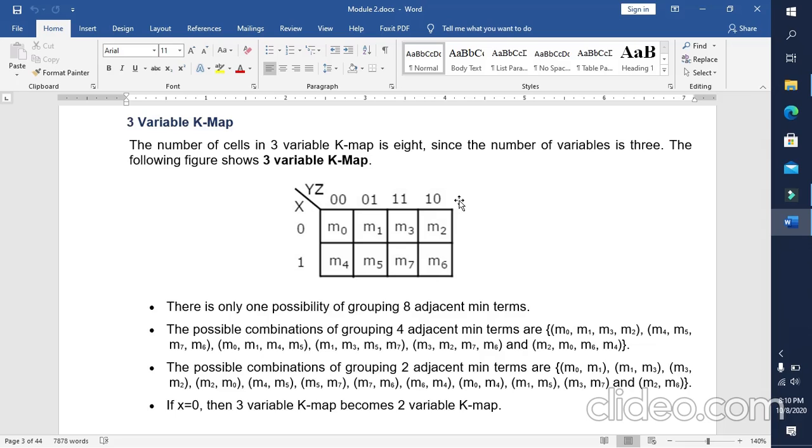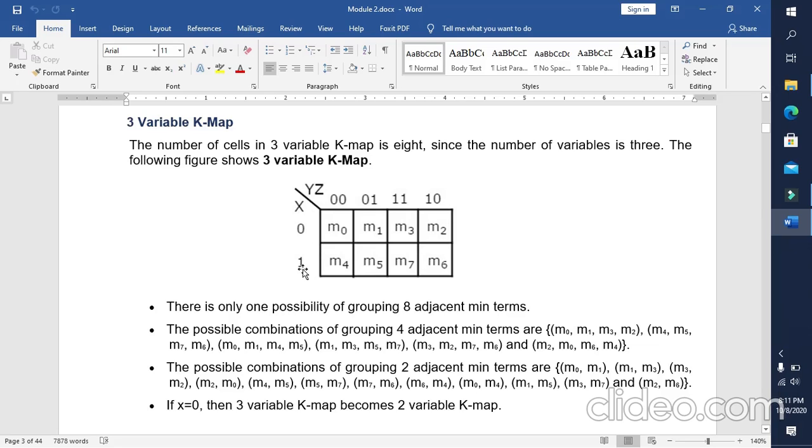Now, we have here the values. X is 0, Y is 0. The value of that cell is 0. Next, we have X is 0, and Y and Z is 0, 1. So you have 0, 0, 1. That's why you have here M1 or 1. Then you have X is 0, Y, Z is 1, 1. So you have 0, 1, 1, or that is 3. Then if you have X is 0, Y, Z is 1, 0. So you have 0, 1, 0. That's why you have M2.